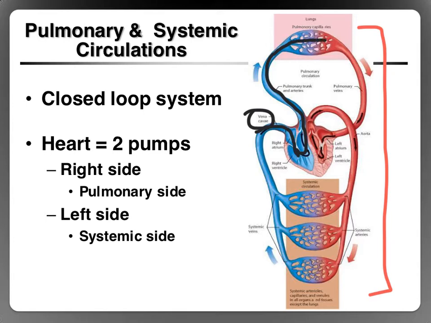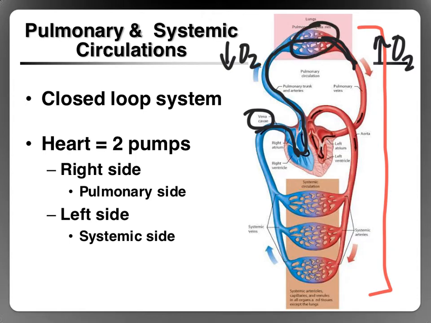What happens in the lungs is that the blood picks up fresh oxygen, drops off CO2, and leaves the lungs through the pulmonary veins. The blue here represents low oxygen, and the red represents high oxygen. So when the blood leaves the lungs, it's now high in oxygen because it's just picked up oxygen from the lungs.